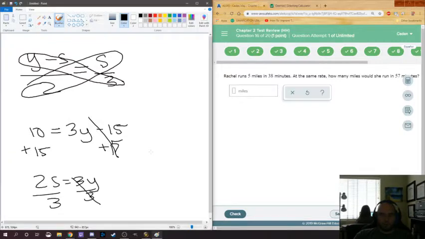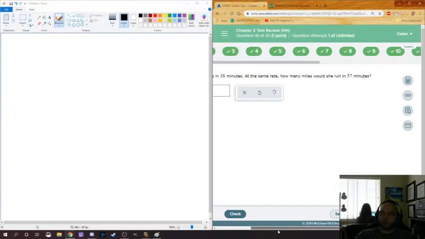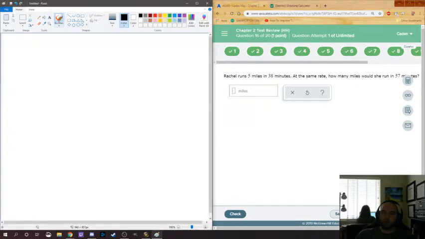The next problem, even more proportions, except this one's a word problem. It says Rachel runs 5 miles in 38 minutes. At the same rate, how much could she run in 57 minutes? So what you want to do is set up a proportion problem. How do I know it's a proportion problem? Because we're talking about the same rate. That's usually referring to something per something. Like she runs 5 miles per 38 minutes. At the same rate, how many miles, we don't know, could she run in 57 minutes?